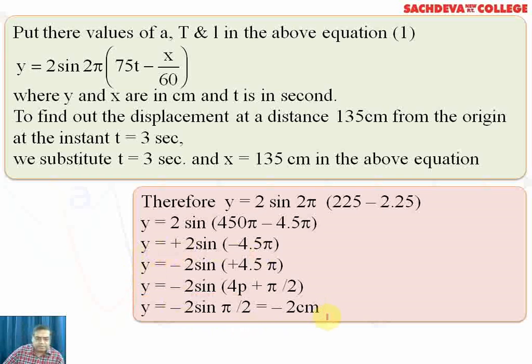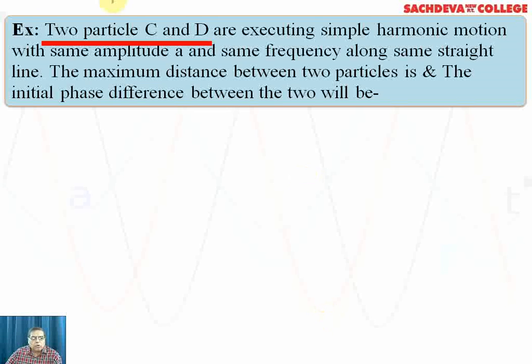When we say sine pi by 2, it means sine 90. So sine 90 will be 1. So it is minus 2 centimeters. Two particles C and D are executing simple harmonic motion with the same amplitude. So there are two particles and they are executing SHM, but their amplitudes are the same. Frequencies nu are also the same and they are on the same straight line. The maximum distance between the two particles is, and the initial phase difference between the two will be how much?